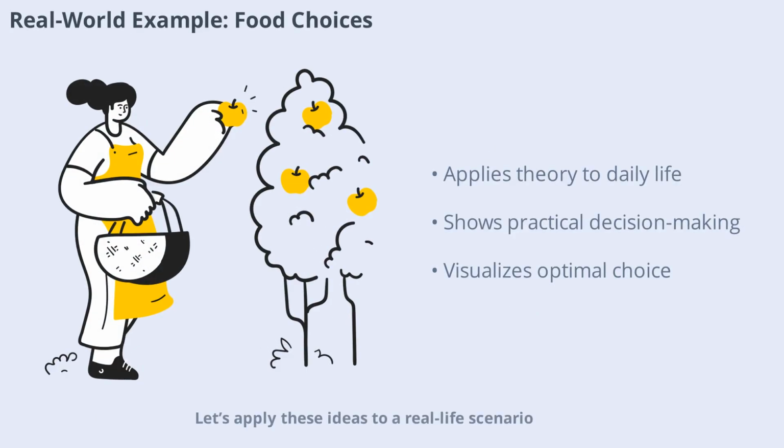Let's apply these ideas to a real-life scenario. Imagine you have a weekly food budget and must choose between buying bread and cheese. Your budget constraint limits how much of each you can buy, while your indifference curves reflect your personal taste preferences. By finding the point where your highest indifference curve touches your budget line, you determine the best mix of bread and cheese for your satisfaction.